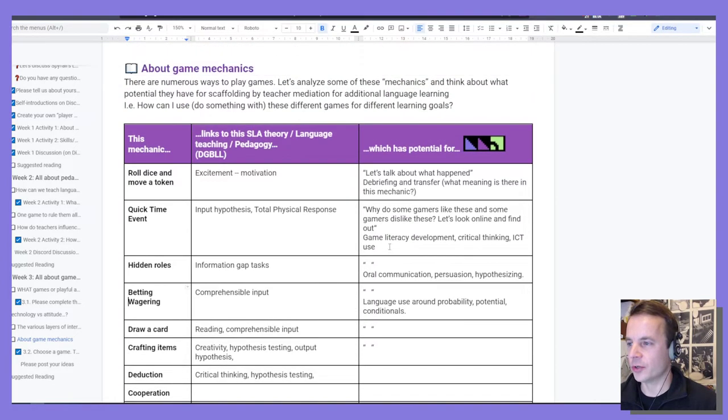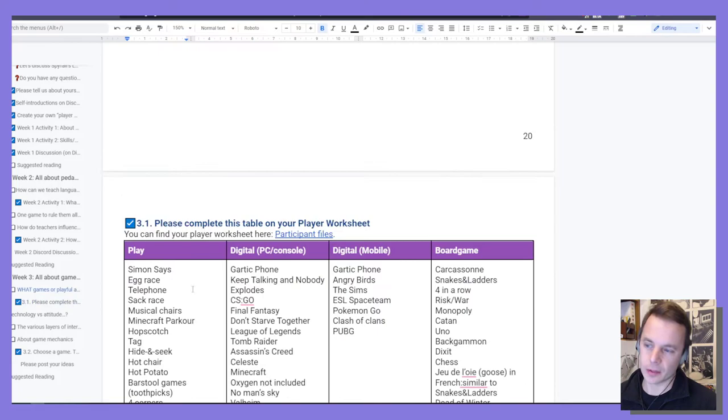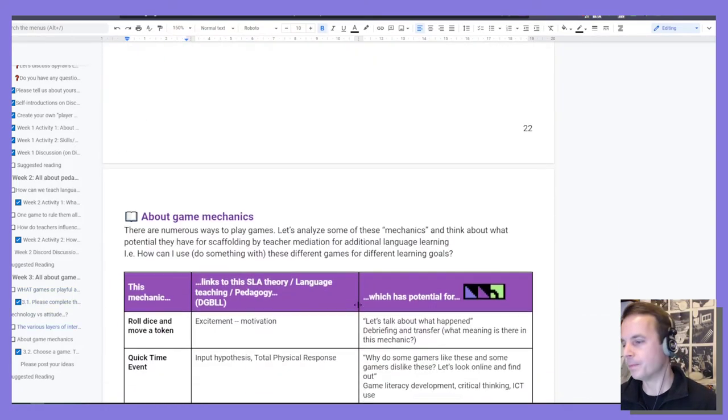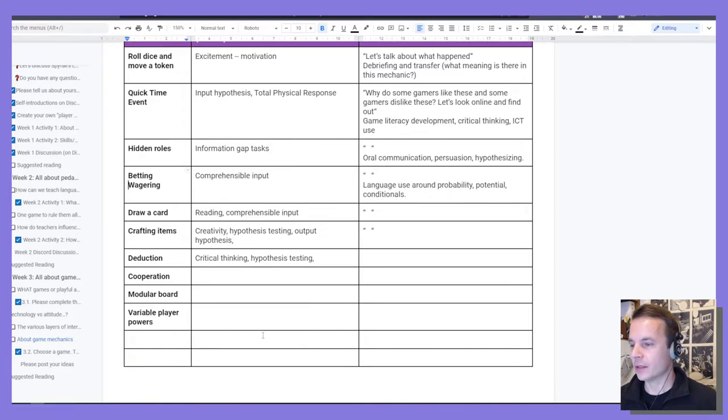So what we've tried to do here is create not only a list of games themselves, but also the core mechanics that exist within them. And hopefully we can add some more information here. So let's try and work together.